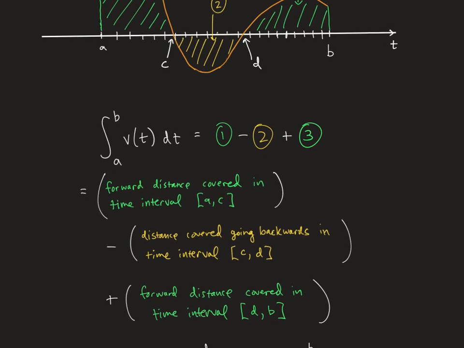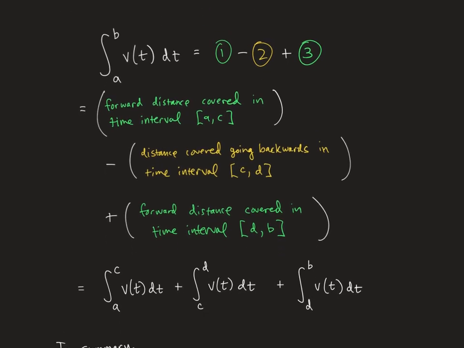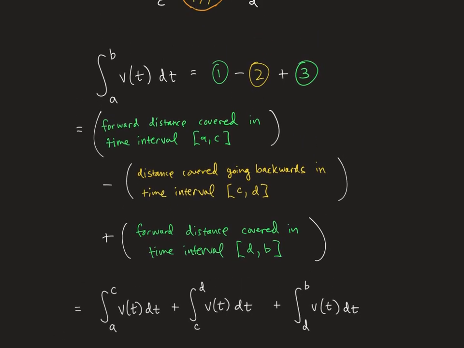And then in the last part, where we're above the axis again, the area 3 would be the forward distance covered in that time interval. We can express each of these. The forward distance covered between A and C is just the integral of our velocity function from A to C. The negative distance that we covered from C to D is just the integral from C to D of our velocity function. And then the forward distance, again, from D to B is written as this definite integral.